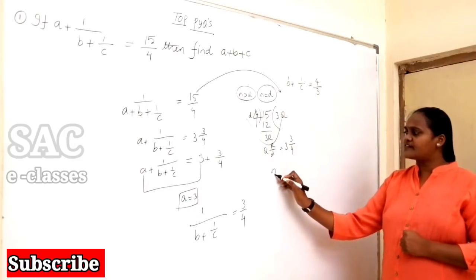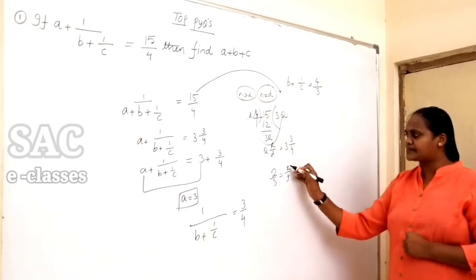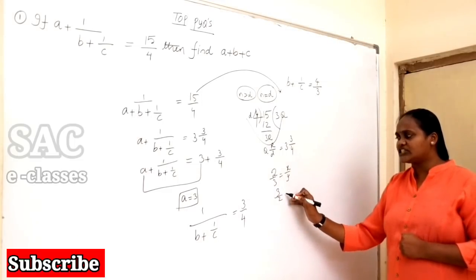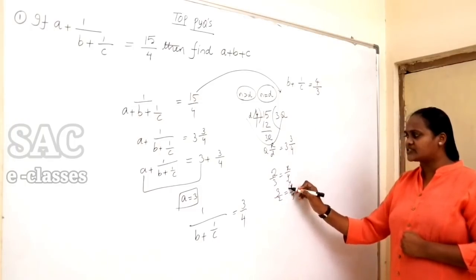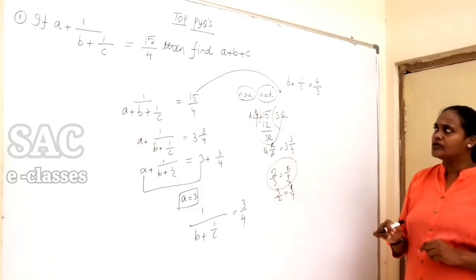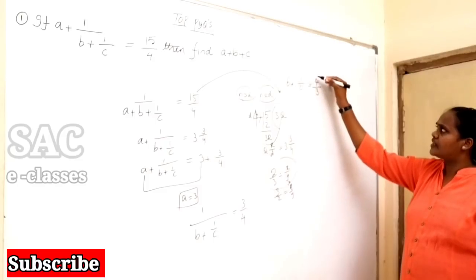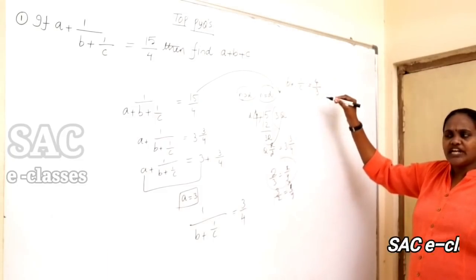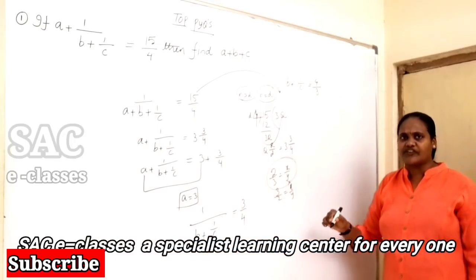For example, if 2 by 3 equals x by y, and you want to convert it, 2 by 3 becomes 3 by 2, and if you do not convert the other side too, that is wrong. You have to find the reciprocal for both the LHS as well as the RHS. Now 4 by 3 is again in improper form. If it is in improper form, you know how to convert it into a mixed fraction.